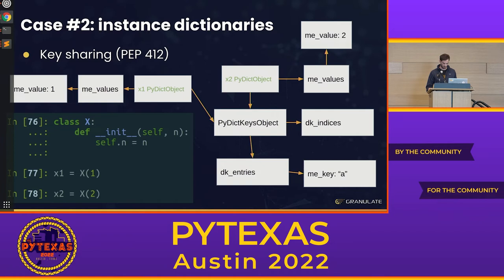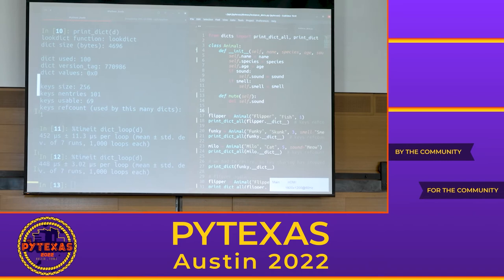Now they have an additional values array, which contains just the values, and the indices from the dict entries are used to index this array as well. Now this has a drastic effect on the memory consumption of Python objects, as we will now see in the next demo. Once again, make it a bit larger.